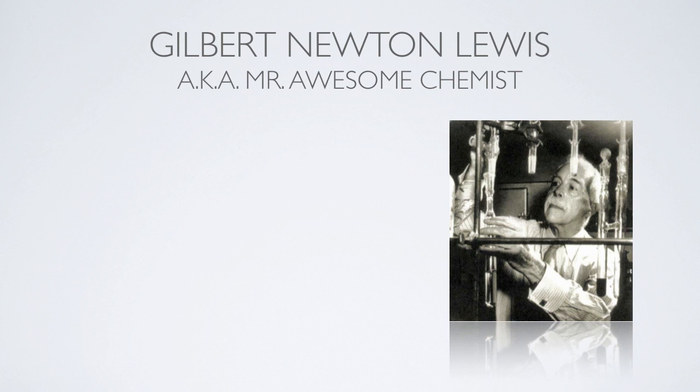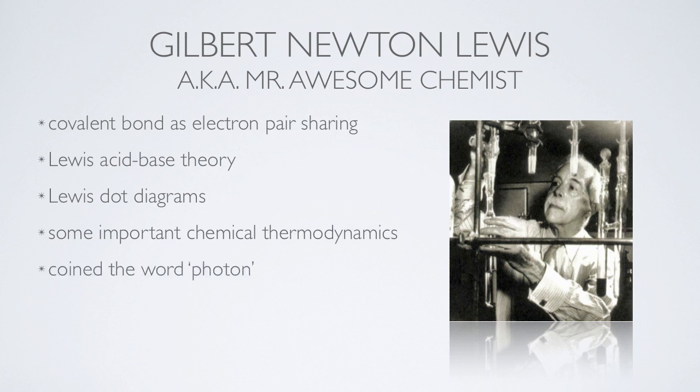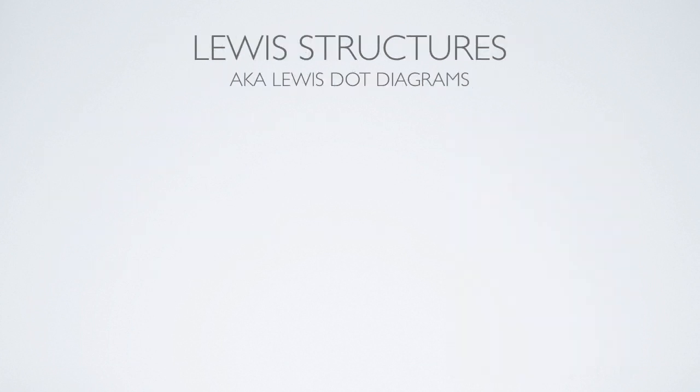He's Mr. Awesome Chemist because he came up with some very important theories and ideas, including how covalent bonding works, Lewis acid-base theory, the Lewis dot diagrams, some important contributions to chemical thermodynamics. The guy even made the word photon. He's just awesome. First, we're going to learn about Lewis structures, also known as Lewis dot diagrams.